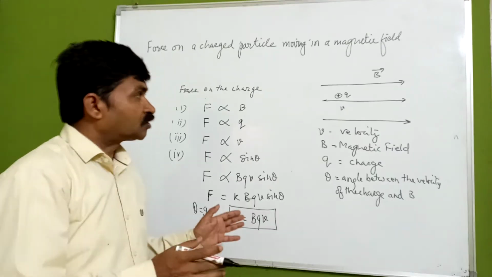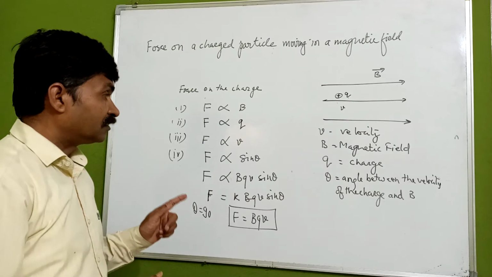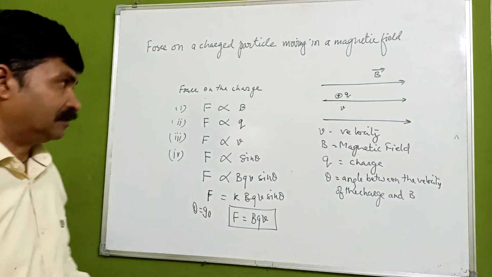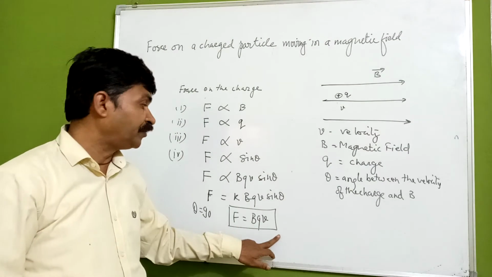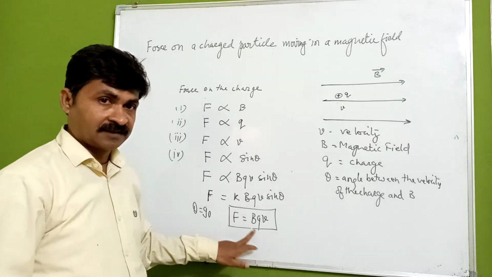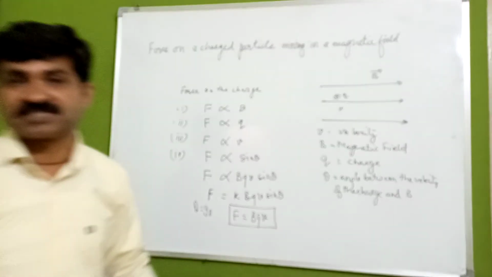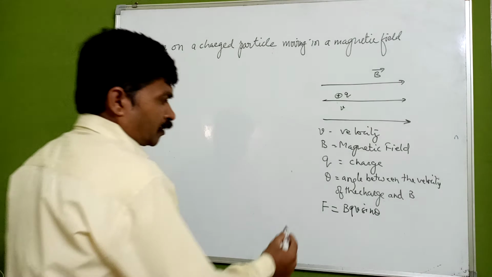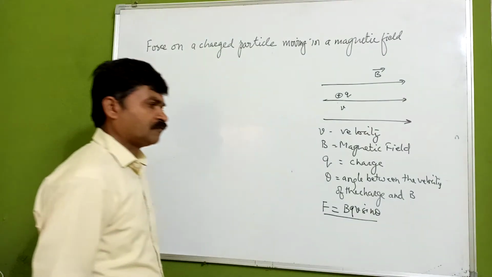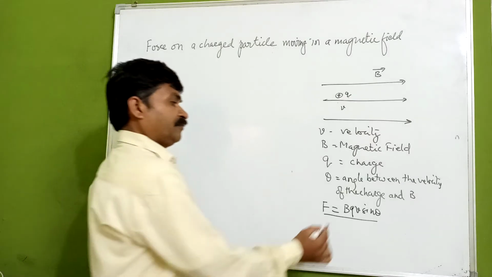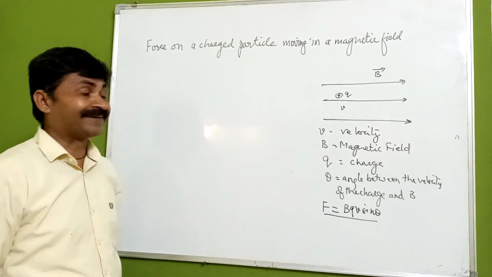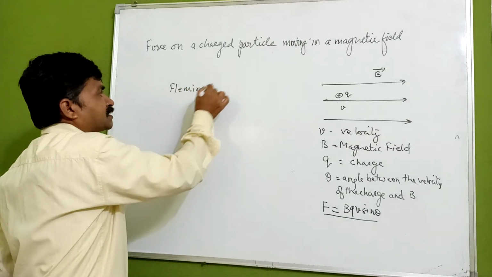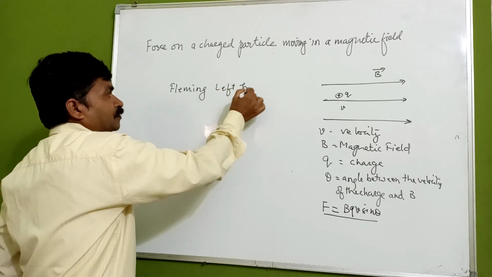So this way we can calculate the force on a charge moving in a magnetic field: F equals BQV, where B is the magnetic field, Q is the charge and V is the velocity. Now what we have got is the force equal to BQV sine theta. If we want to know the direction of the force, we can determine it with the help of Fleming's left hand rule.